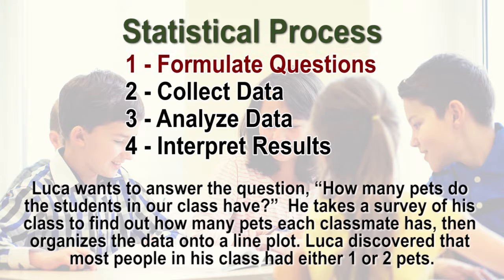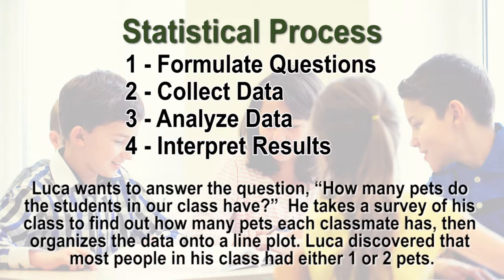The first step is to formulate a question. Luca wants an answer to the question, how many pets do the students in our class have? The second step is to collect data. Luca does this by taking a survey of his class. The third step is to analyze data. Luca organizes the data he collects onto a line plot. And finally, the fourth step is to interpret results. Luca examines his dot plot and discovers that most people in his class had either 1 or 2 pets.